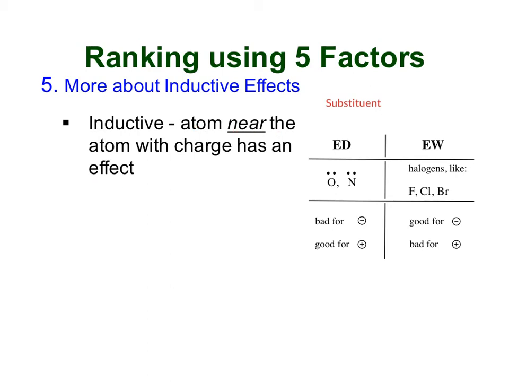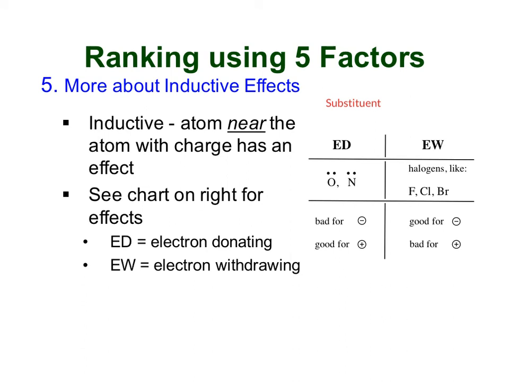And some books will call this a substituent effect. A substituent means something attached, so it just means something attached to the thing with the charge. So if you look at the chart on the right, these are the different things we're going to look for nearby. So let's say we have a negative charge on, say, a carbon, but then nearby there's an oxygen or a nitrogen over here. This is an electron donating effect. ED stands for electron donating.